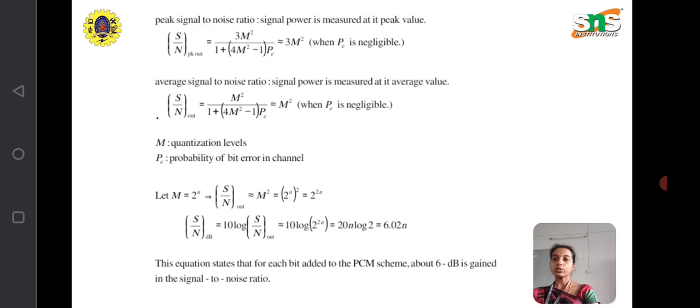Let M is equal to 2 power n. We have S by N of out is equal to M square, which is equal to 2 power n the whole square. That is equal to 2 power 2n. S by N in dB, which is equal to 10 log of S by N, the signal to noise ratio output, which is equal to 10 log of 2 power 2n, which is equal to 20 n log of 2. The value will be 6.02 n.